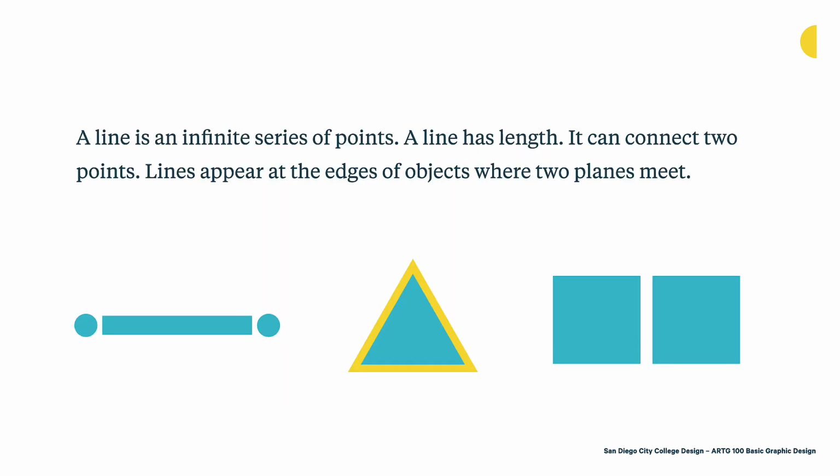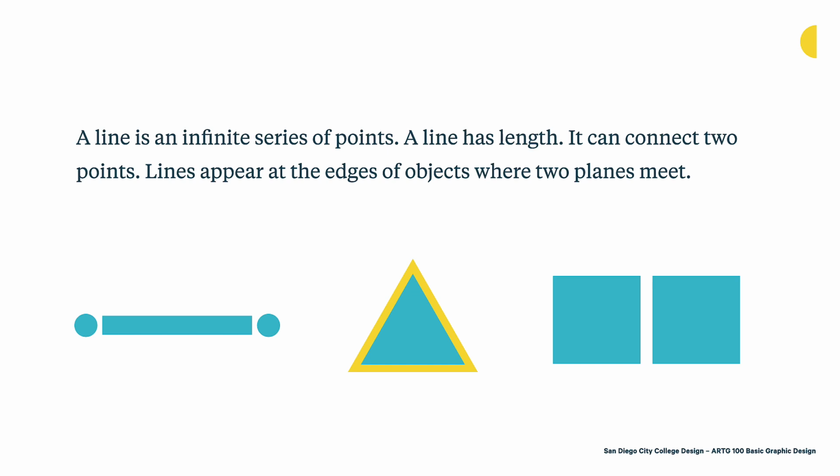A line is an infinite series of points. A line has length. It can connect two points. Lines appear at the edges of objects and where two planes meet. So here we have an idea that if a point continues and repeats and repeats, it eventually creates length, which makes it into a line.